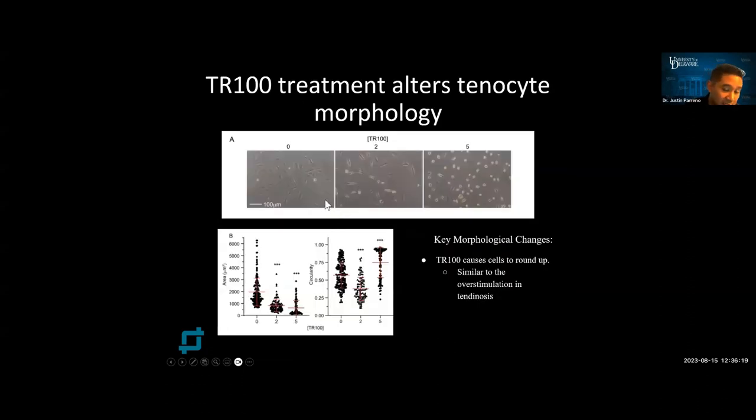So we took isolated tail tenocytes and we placed them in culture. What you see here is that when you treat with TR100, the inhibitor to TPM 3.1, the cells eventually begin to round up and they begin to become smaller. So we did quantitative image analysis by tracing these individual cells. You'll see there's a decrease in the size of the cells, and there's also an increase in circularity, meaning that the cells are more circular, which you can see here. This mimics what happens during tendinosis and is similar to what we found with our synab model, as well as our understimulation ex vivo model. So TR100 causes cells to round up.